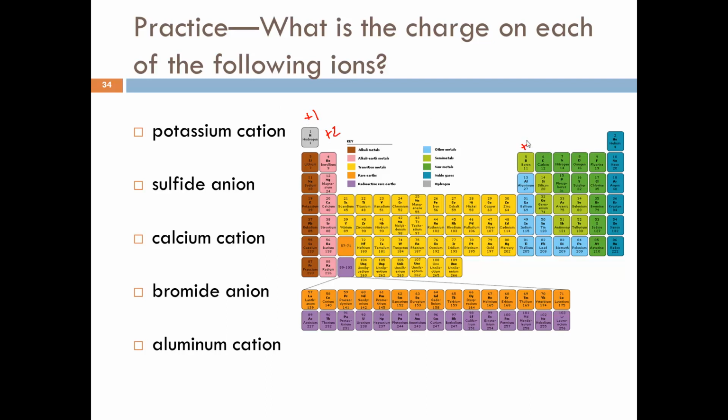Potassium is right here, so it has a +1 charge. Sulfide is sulfur right here. It has a -2 charge. Calcium is right here. It has a +2 charge. Bromide is right here. It has a -1 charge. And aluminum is right here, and it has a +3 charge. That is your information on the different subatomic particles and how they're related to each other.